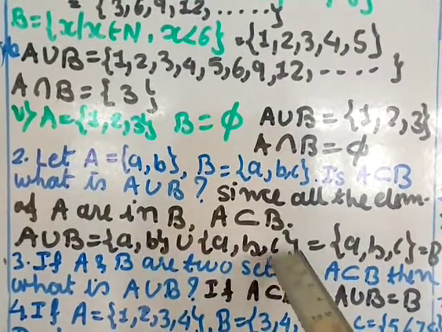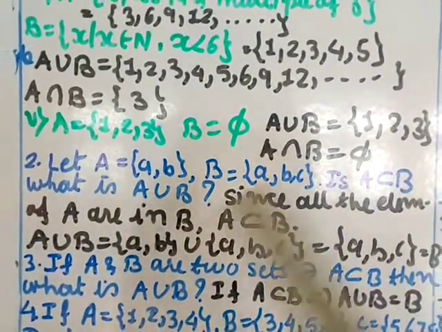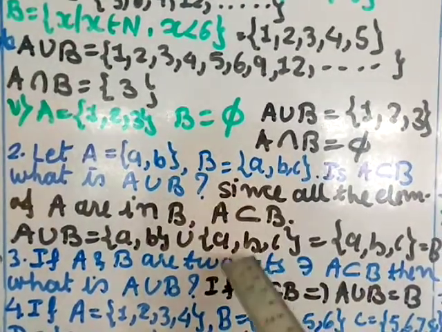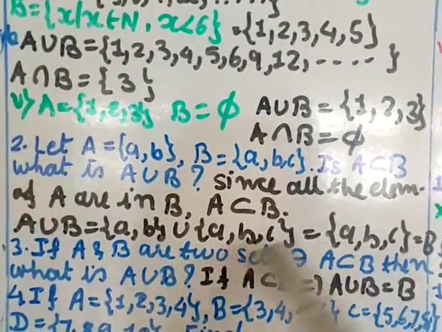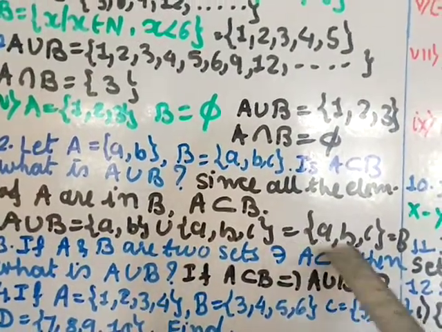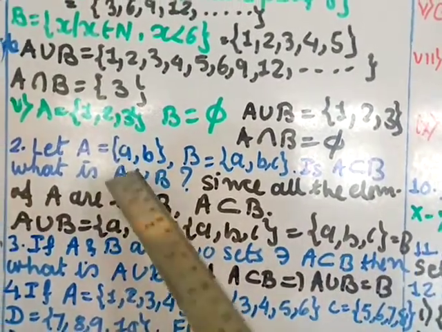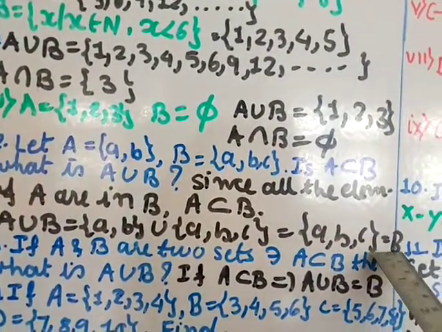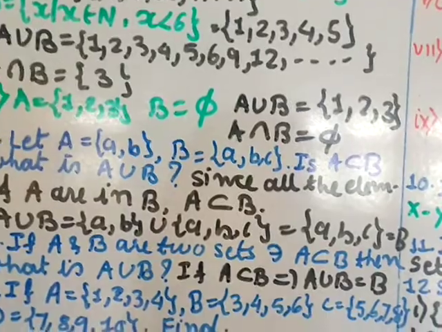So A is a subset of B. Then what about A union B? Let us find A union B. So A is {a, b}, union {a, b, c}. We can say a, b is there and here c is there. So c, and a, b already here, so we do not repeat. So {a, b, c}, which is the set B. So the bigger set we find. A is a subset of B, so B is the bigger set. That is the answer for A union B.